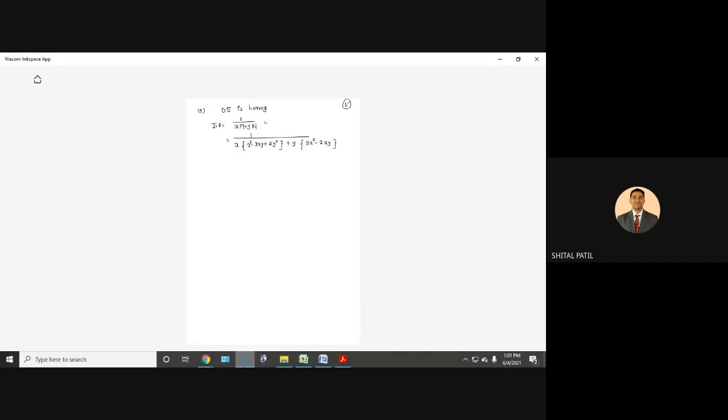Differential equation is homogeneous, therefore integrating factor is 1 upon xm plus yn. Simplify it. X cube minus 3x square y plus 2xy square plus 3x square y. All these terms will cancel and what will remain? 1 upon x cube. Next example.